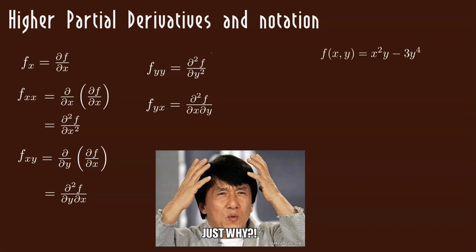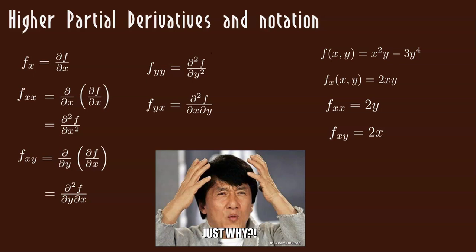Let's look at an example. Let's go back to our previous one. I have x squared y minus 3y to the fourth. I already know that the partial with respect to x is 2xy. The partial with respect to x again, I take this expression, 2xy. If I'm taking that with respect to x, 2 and y are treated as constants, so the partial with respect to x again is 2y. I can do f sub xy, taking the derivative of f sub x with respect to y, and now 2x is treated as a constant, I get 2x.